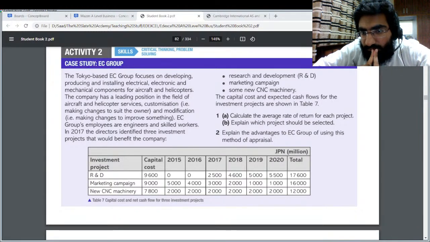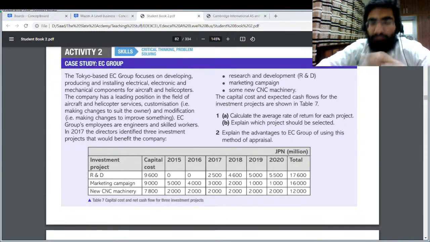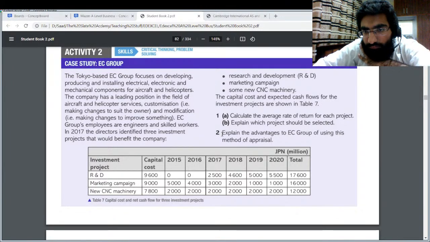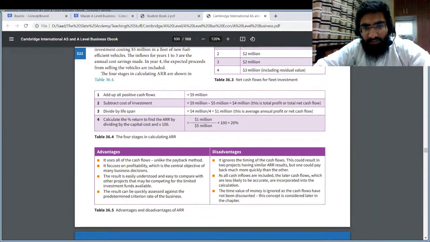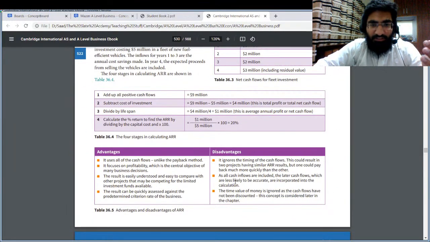It doesn't take into account the time value of money, inflation. So that is basically the main thing against it. Other than that, extending the same thing, the later cash flows are given the same time value as the initial cash flows.